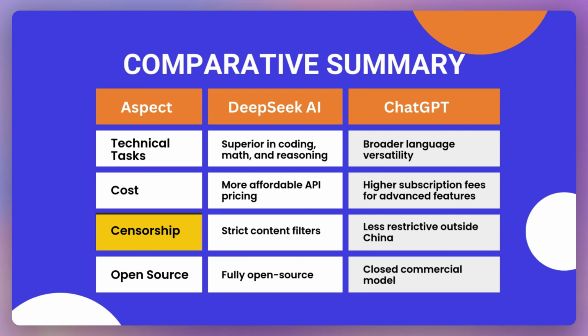Then if you look at censorship, DeepSeek has a strict content filter, and ChatGPT is less restrictive outside of China. And if you see open source, DeepSeek is fully open source. You can literally just download and install it on a computer and use it locally. But with ChatGPT, it's not really possible. It's only a closed commercial model, as you can see, so you cannot really download or use it on your computer.